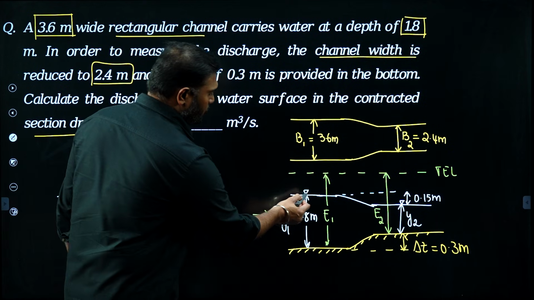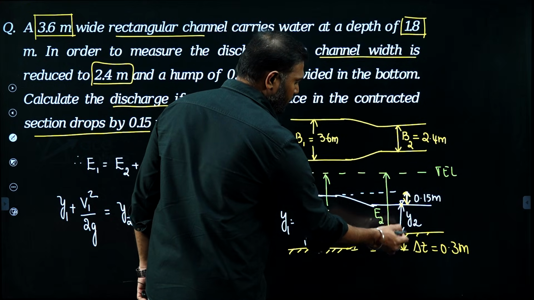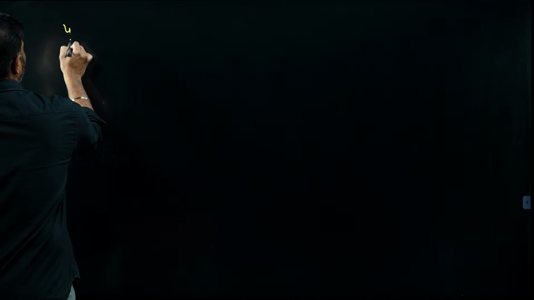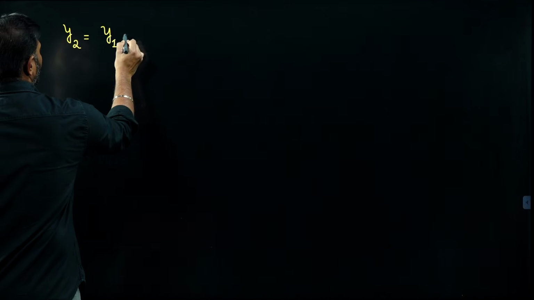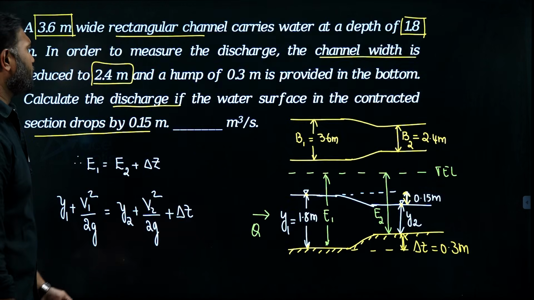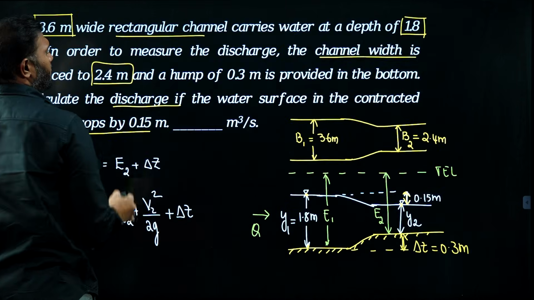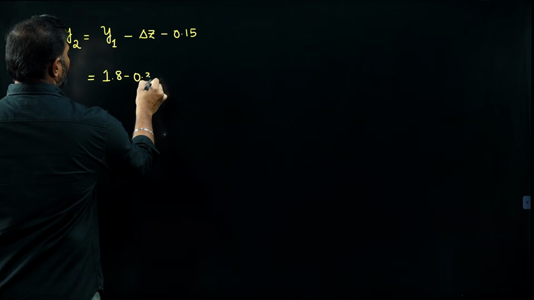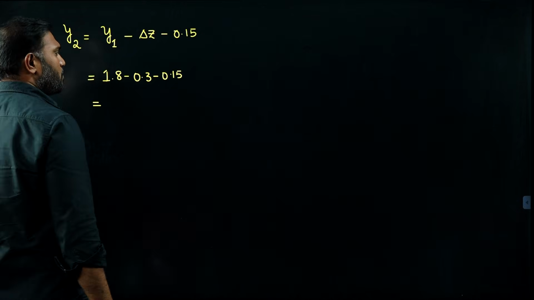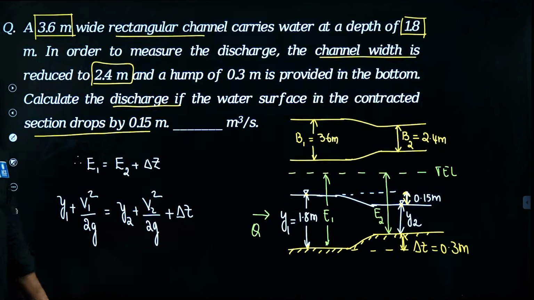You see here. So, y1 is 1.8. What is this y2? Already the water level dropped by 0.15 and the bed got raised by delta z. So, I can write y2 is equal to y1 minus the bed raised by delta z, and minus the water dropped by 0.15 meter, right? So, 1.8 minus bed rises by 0.3 minus 0.15. So, 0.3 plus 0.15 is 0.45. So, this is nothing but 1.35 meters. So, y2 is 1.35 meters.